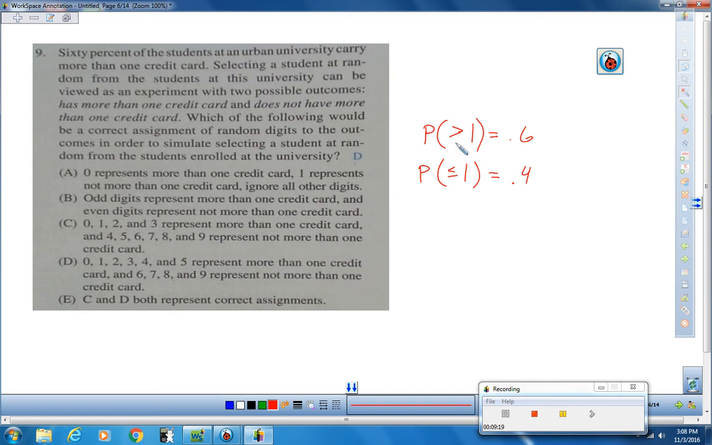So I need to assign random digits in a way that represents this population. So I need 60% of my random digits to be more than 1 and 40% to be less than or equal to 1. So it says 0 represents more than one credit card, 1 represents not more than one credit card, ignore all other digits. The problem is this is assigning equal 50-50 probability, that one's out. Odd digits represent more than one credit card and even digits represent not more than one credit card, again 50-50, that's out. 0, 1, 2, and 3 represent more than one credit card, 4 through 9 represent not more than one credit card. They've got our probabilities flipped. This is giving 0.4 and 0.6, so that one's out. 0, 1, 2, 3, 4, 5, that is 6 numbers represent more than one credit card, and 4 numbers represent not more than one. That is the one that works correctly. It's assigning 60% of the numbers to more than one and 40% to not more than one, so it'll correctly simulate what our population is.